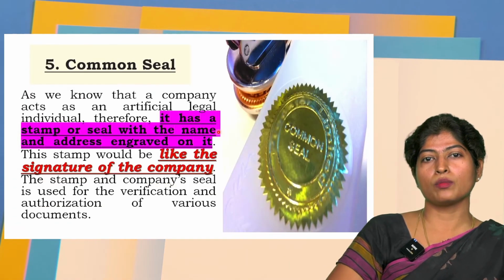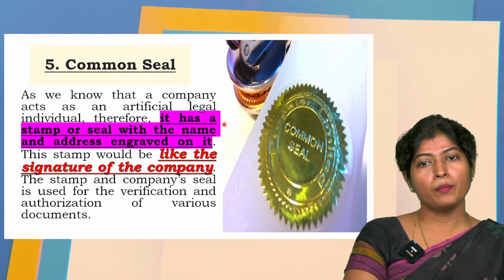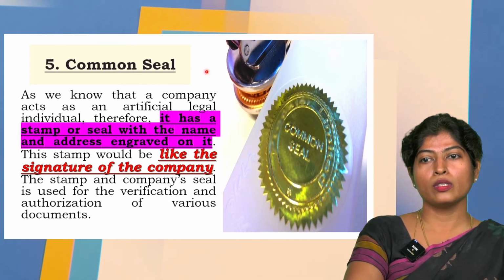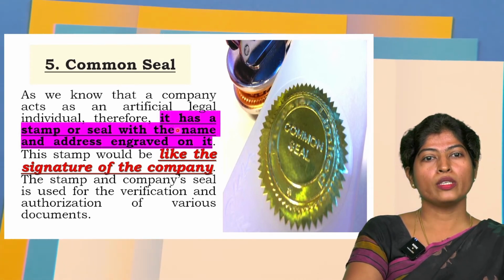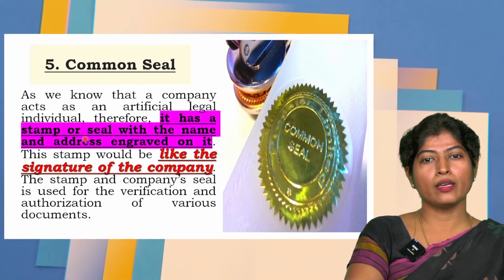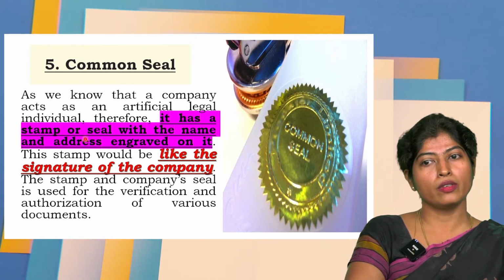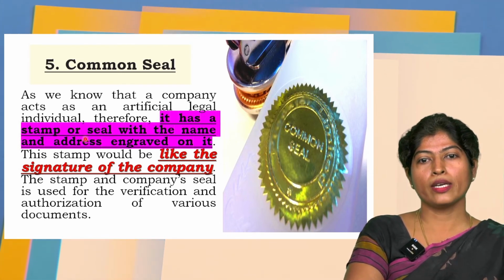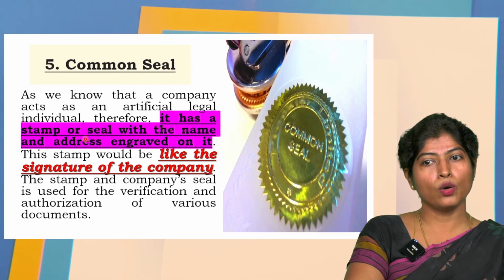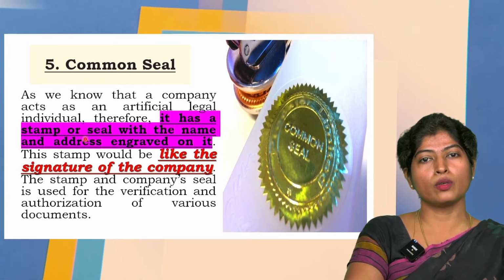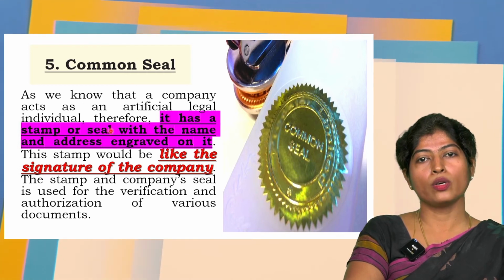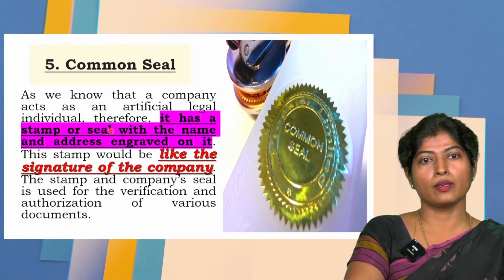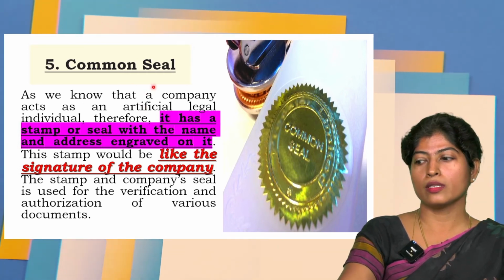Now, coming to the next point, the common seal. A company cannot sign, so we need to have a common seal for a company. It has a stamp and a seal with the name and the address engraved on it, like a signature of the company. Any document going out of the organization with the common seal is binding on the company. So this is about the common seal.